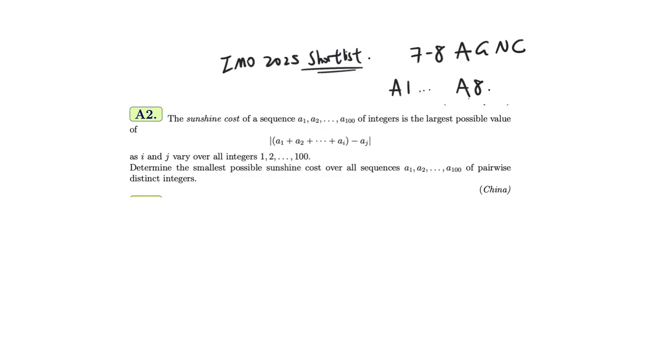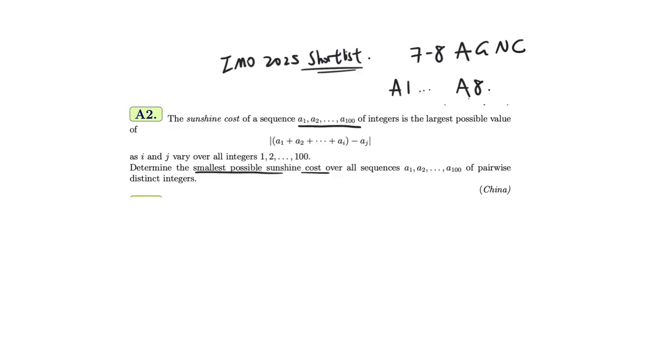Basically, it asks the sunshine cost is this expression for a sequence of 100 integers as i and j vary over these numbers. And we want the smallest possible sunshine cost over all sequences of pairwise distinct integers.